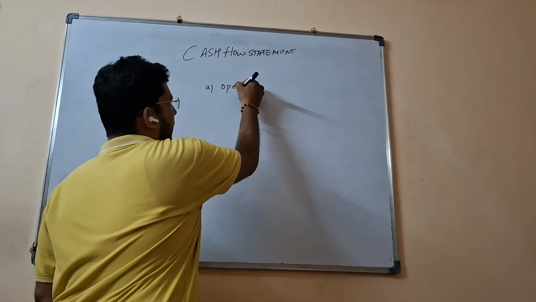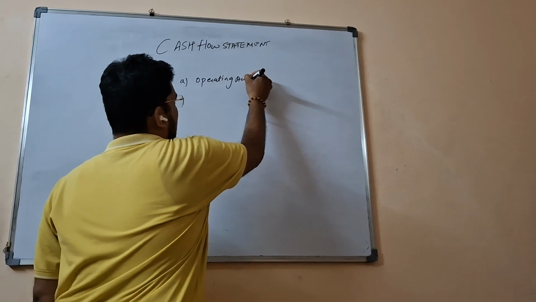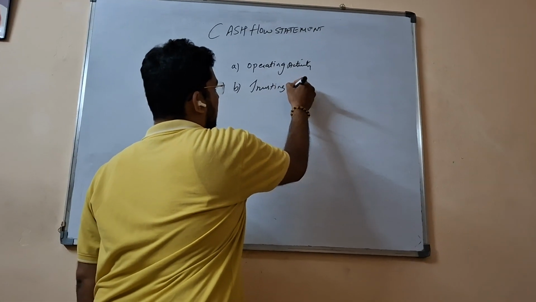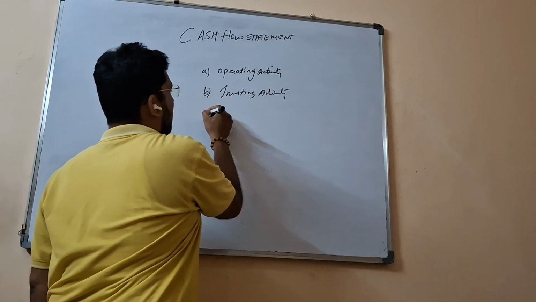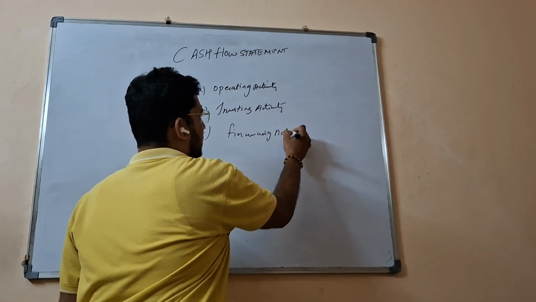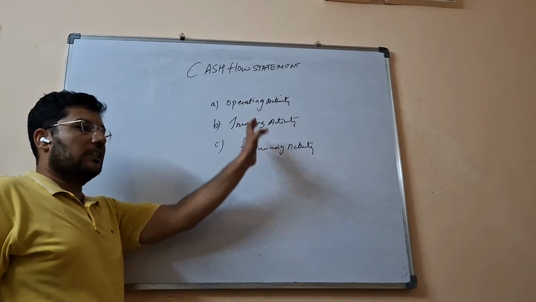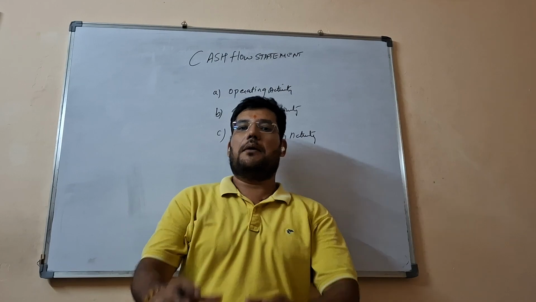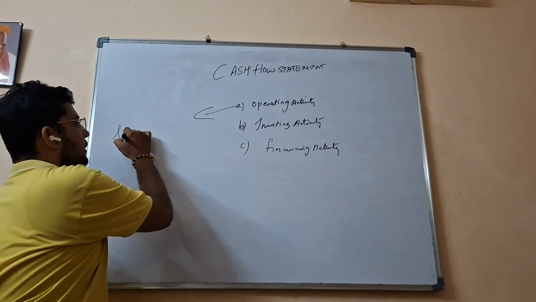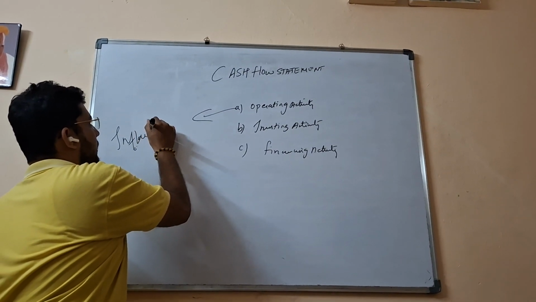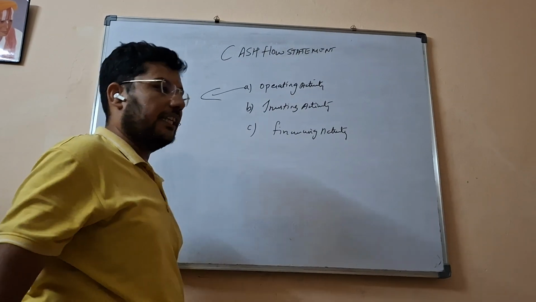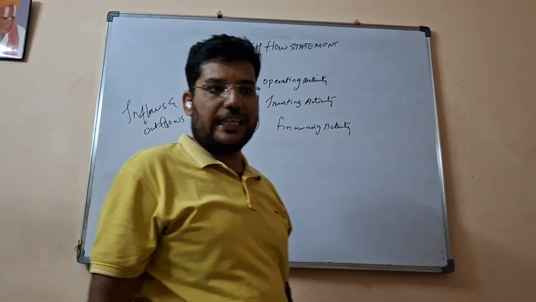One is operating activity. Second is investing activity. Third is your financing activity. Let me explain about these three activities. Operating activity. Purely in cash flow statement, we are going to talk about the inflows and outflows of cash and cash equivalents from day-to-day activities.